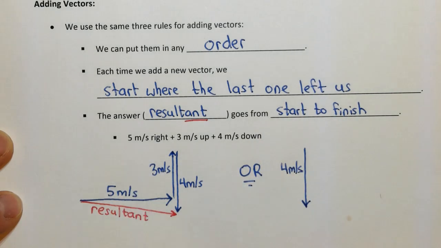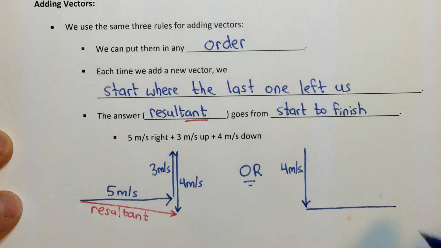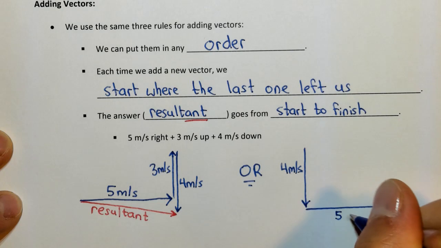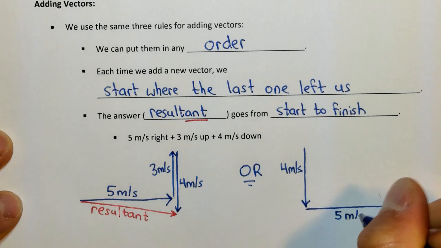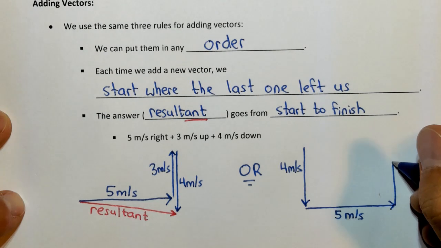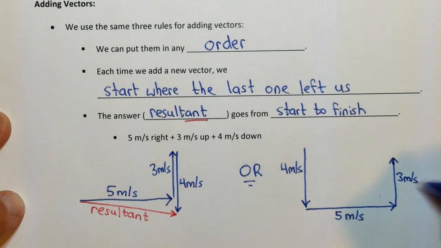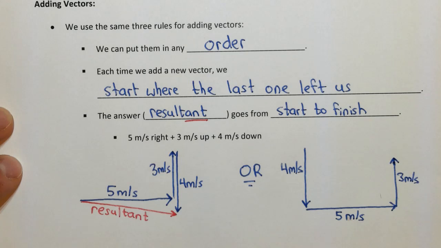Then 5 right, starting where the last one left me. So this is 5. It's going to be a little bit longer than that 4 was. Good. And then 3 up. Okay, again, that just looks like a bunch of lines. What is my actual answer? What is my resultant? Well, it goes from start to finish.